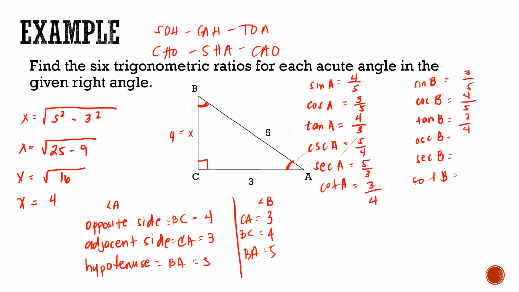For cosecant B, that will become the opposite of sine, which is 5 over 3. For secant B, that is 5 over 4. And for cotangent B, that is 4 over 3.